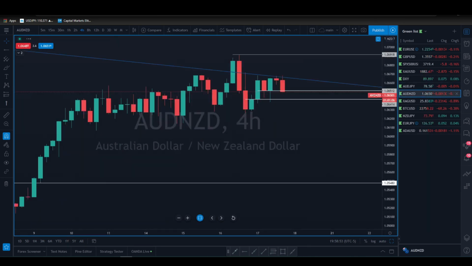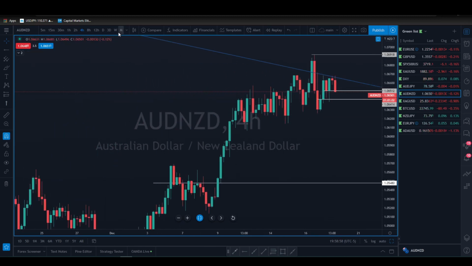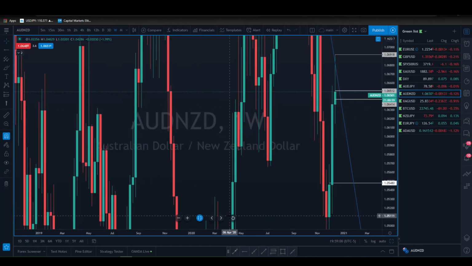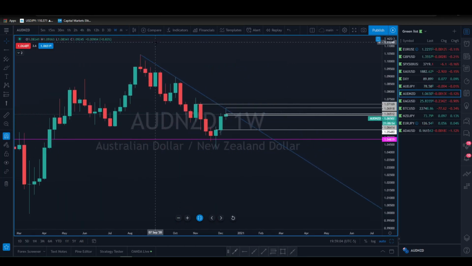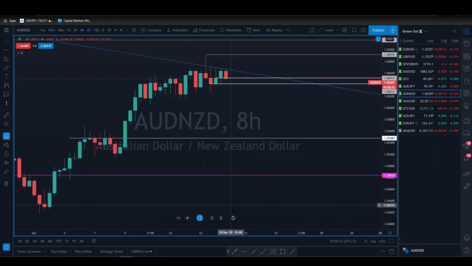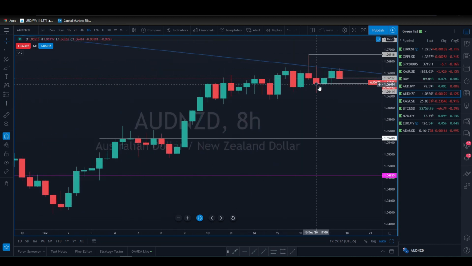Aussie New Zealand is rejecting off of this trend line that I got off of weekly. I'll go show you real quick where I got it from, just in case you weren't here yesterday or didn't see that video yet. I took it from this high here and tapped it off of the top of that candle there, and so far it is holding as resistance. Now we did test above it, but we closed bearishly.